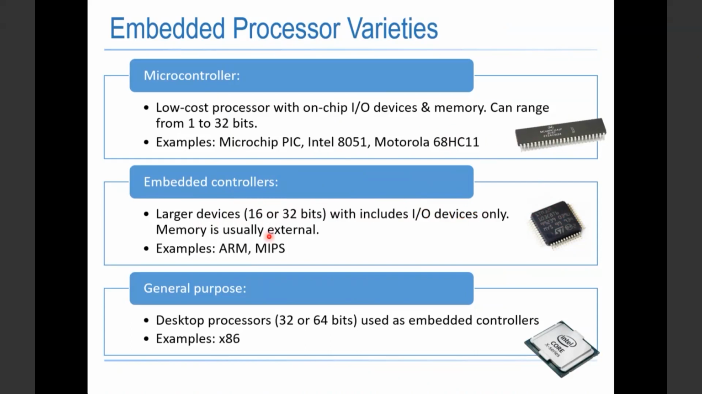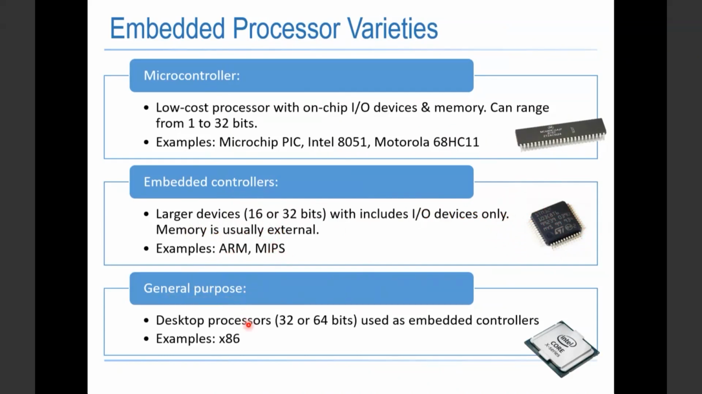Memory is usually external. So for the memory, you need another chip to connect with this controller, so that it makes one complete system. Examples of embedded controllers are ARM and MIPS. Then the last one here is the general purpose processor.